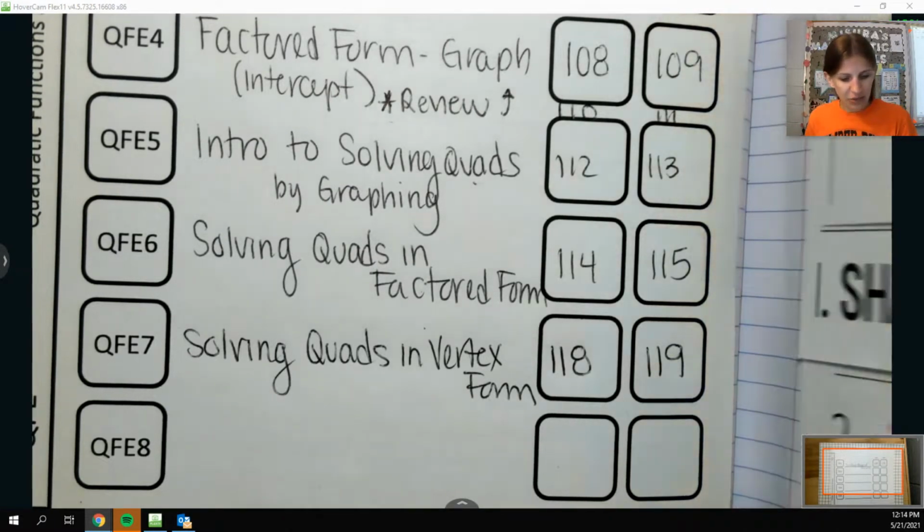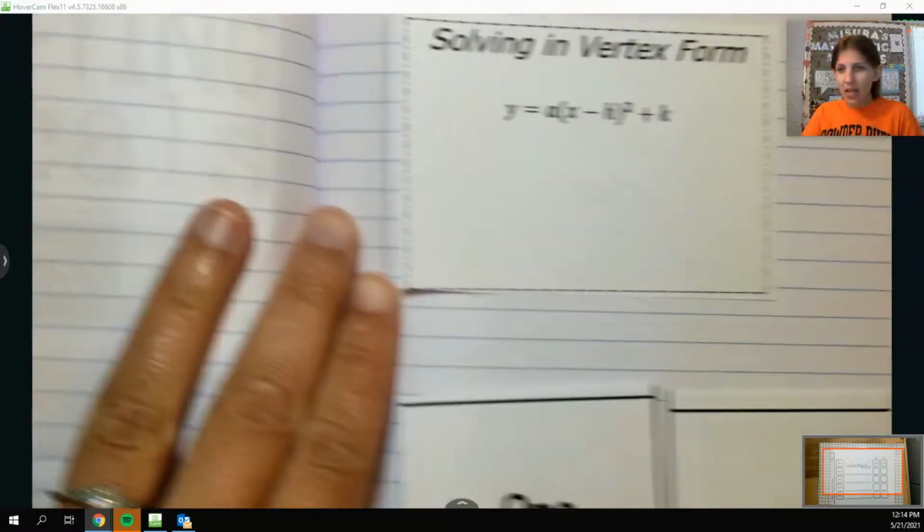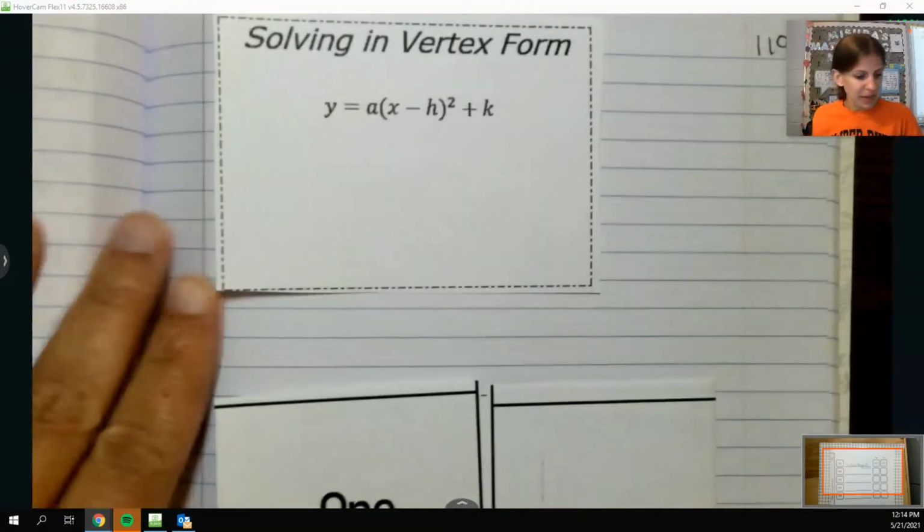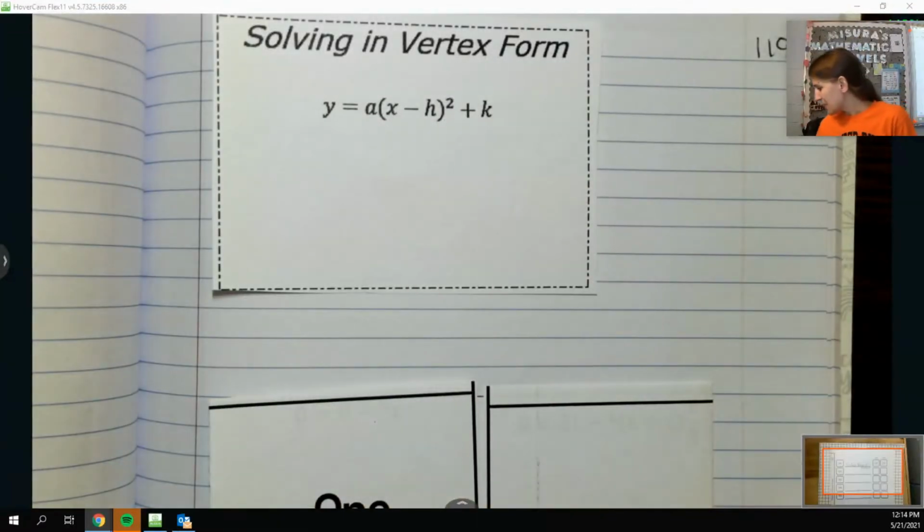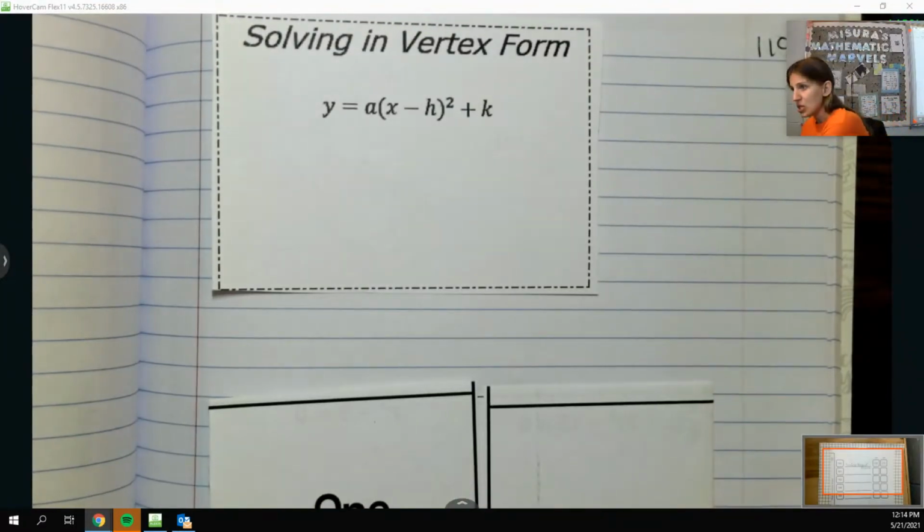All right, so turning to that page there. 118, there's nothing on it. I'm going to do some separate examples that I'll add as a separate video after this one. So we're going to take a look at this page here, and that is where we will start and talk about how we solve in vertex form.